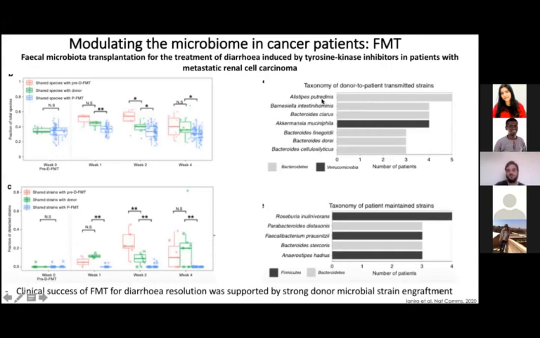And most of the species that were transferred from the donor to the patient were basically Bacteroides species, but also Akkermansia muciniphila seemed to be very commonly transferred from the donor to the recipient.